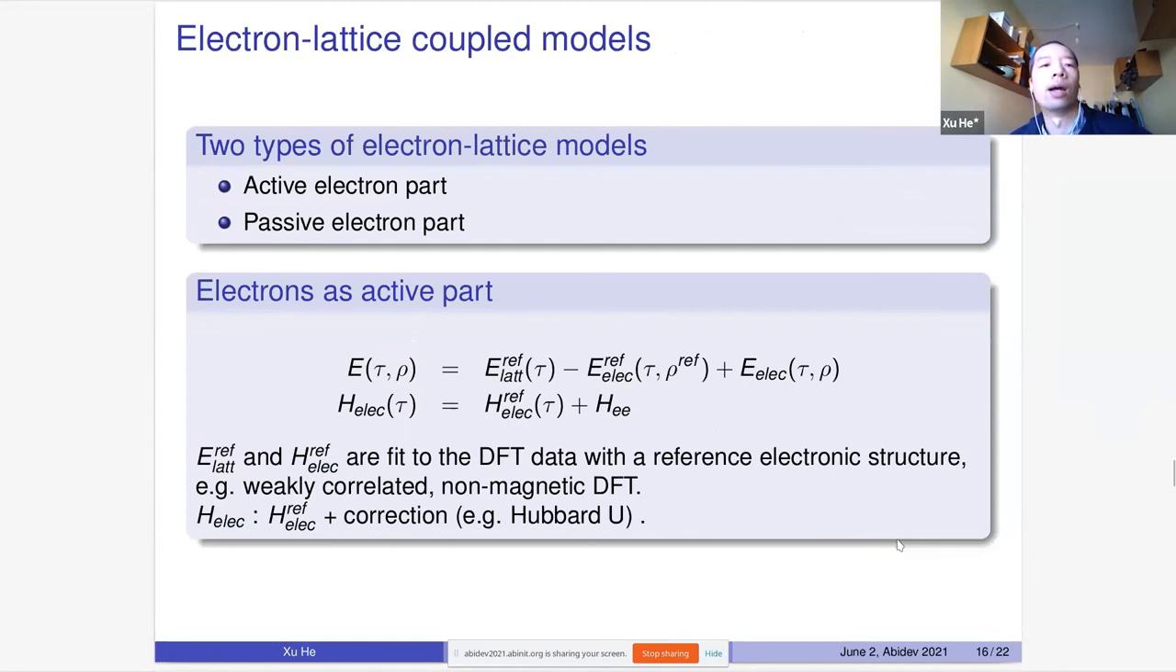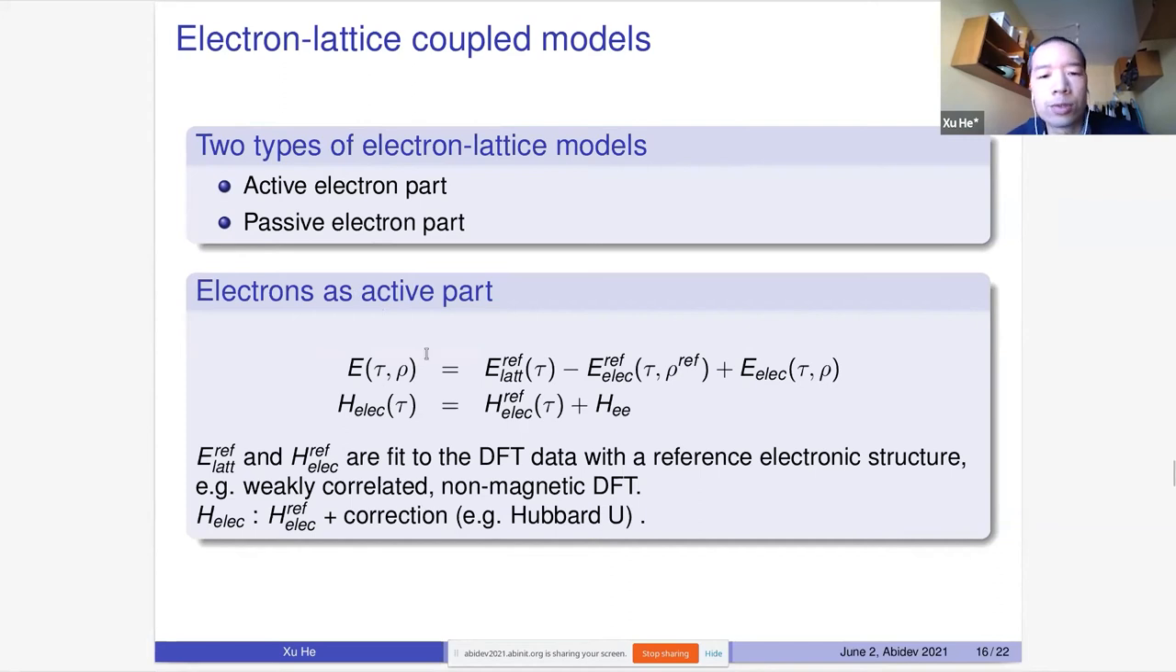Next, I would like to talk about the electron-lattice coupled models. We have now two ways to do the electron-lattice models. First, we use the electron as the active part, and then we could use the electron as the passive part. What does that mean? If the electron is used as an active part, it contributes to the energy.